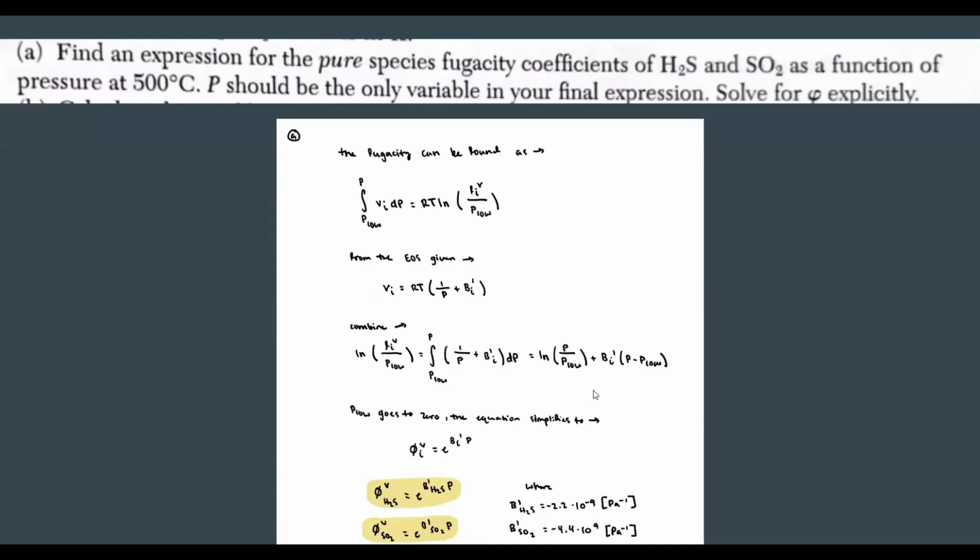Moving into our problem solution, part A of the problem asks us to find expressions for the fugacity coefficients of both hydrogen sulfide and sulfur dioxide as pure species as a function of pressure. The virial equation of state given in the problem statement was first rearranged to isolate the volume term as shown here. Fugacity was then found by using this equation and integrating over pressure. Rearranging and simplifying, the fugacity coefficient for each species was found to be e to the B prime times P, where those B prime values are given in the problem statement as shown here.